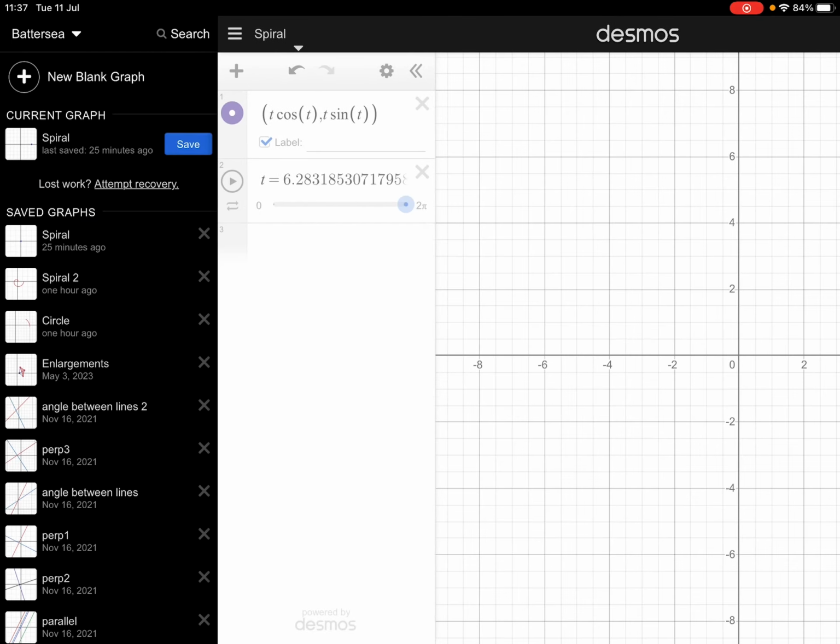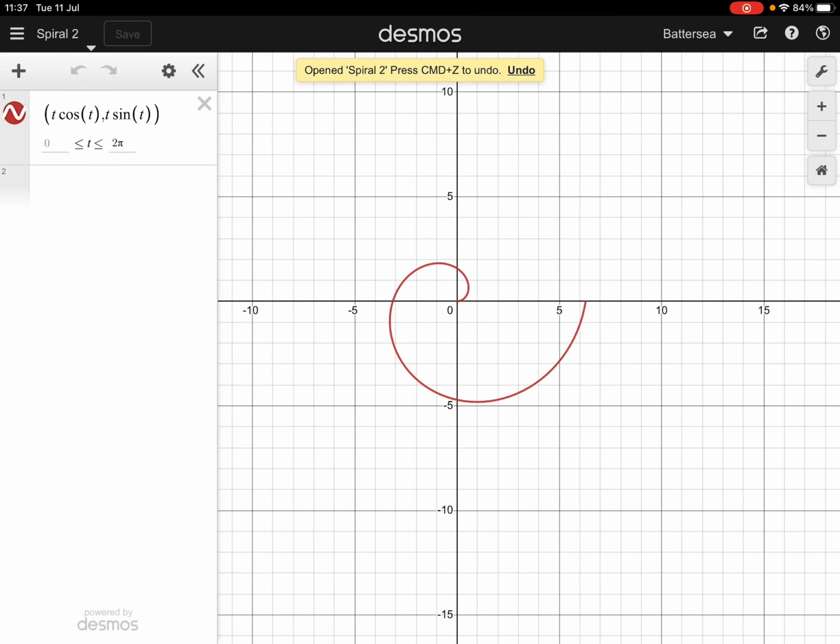To show you that in full, it was a spiral. So the parametric equations, x equals t cos t and y equals t sine t, between the values of 0 and 2 pi, give that spiral.